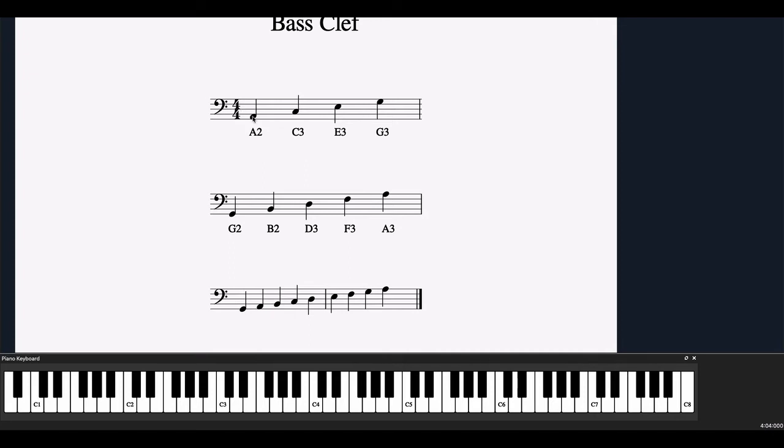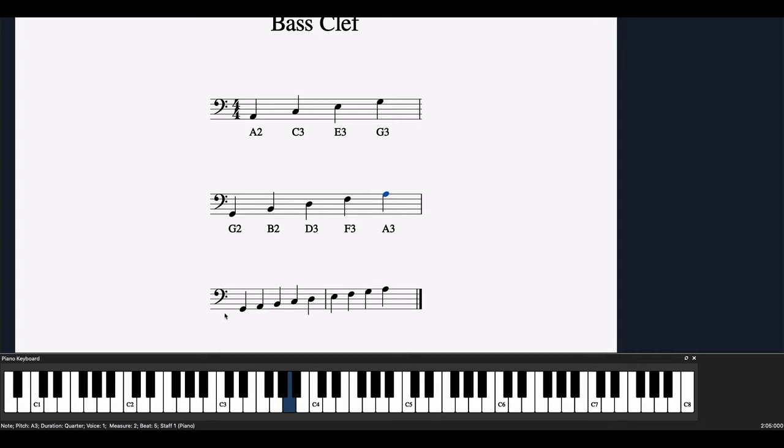They are A, C, E, and G. A mnemonic device for this one is all cows eat grass. Here, I've shown the corresponding notes to the lines of the bass clef. They are G, B, D, F, and A. A good mnemonic device for this one is good burritos don't fall apart.